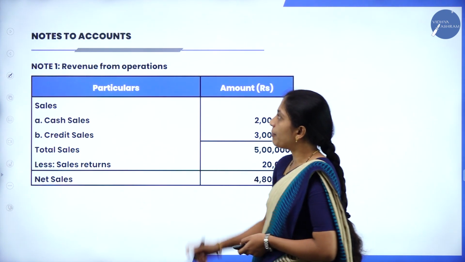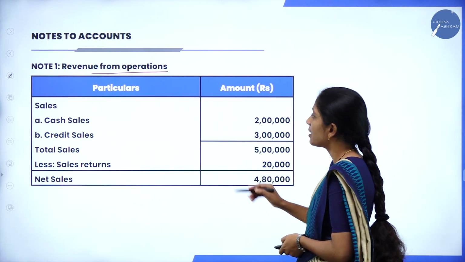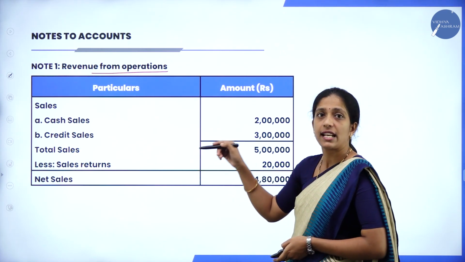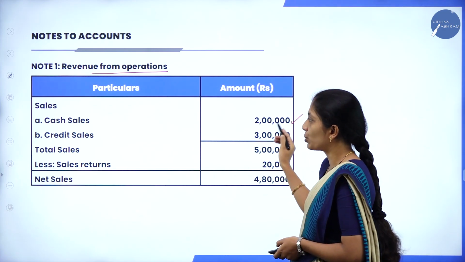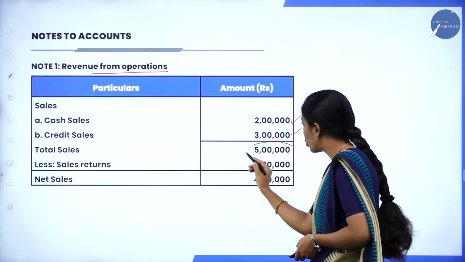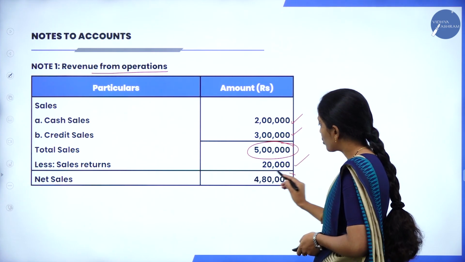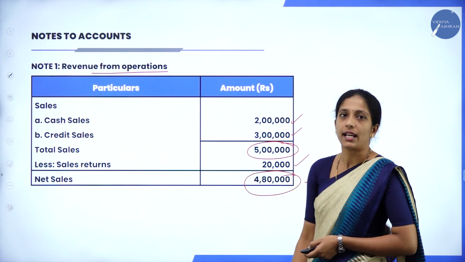Note number 1, revenue from operations. So you will take sales. This is sales actually. We have cash sales, credit sales and sales return they have given. So how do you take it? Cash sales 2 lakh plus credit sales 3 lakh, so then you will get total sales, minus sales return 20,000. So your total revenue from operations or net sales will be 4,80,000.